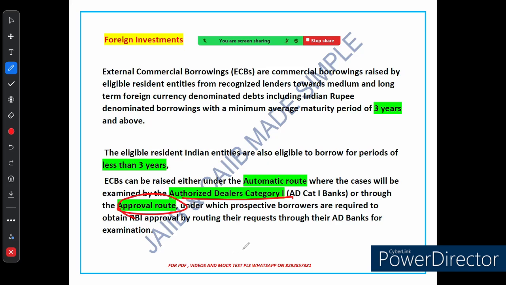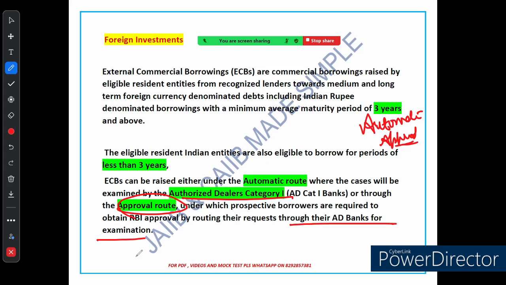So that is called the approval route. First of all, the route is called automatic, and the second route is called approval. In the approval route, the company has to get permission from the Reserve Bank of India. To do this, they have to apply through their local bank, right? Request through their local bank, and if they get approval, they can go ahead with the borrowing.